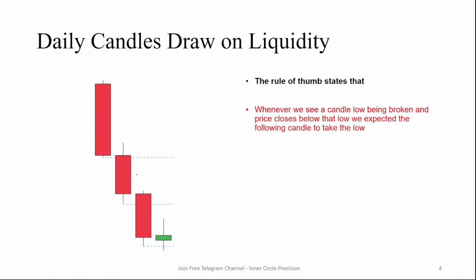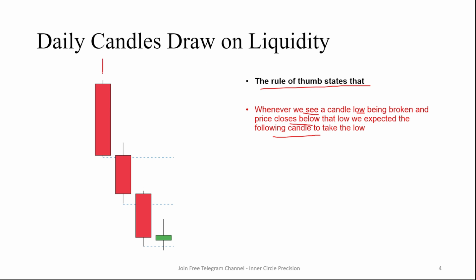So the daily candle's draw on liquidity is actually defined by this rule of thumb. We say whenever we see a candle low being broken and price closes below that low, we expect the following candle to take the low. It might be confusing, but if you repeat what I've just said, you actually understand it.